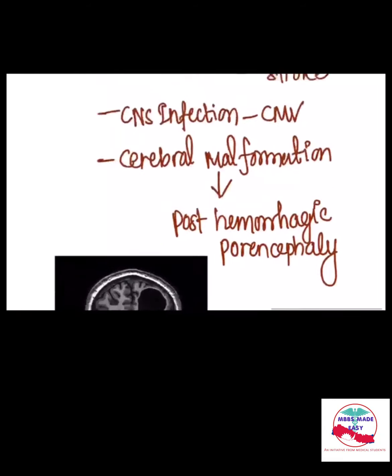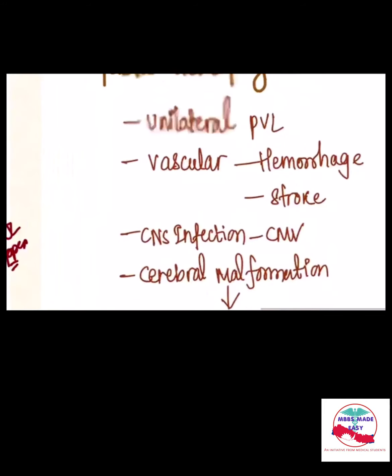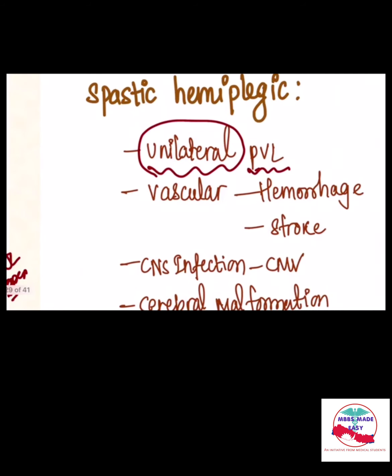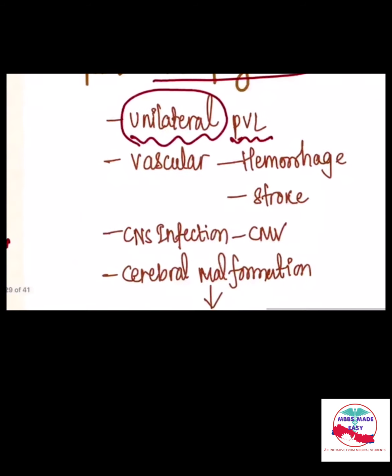picture, right? Sometimes what happens is that you can have periventricular leukomalacia, but rarely it is only unilateral periventricular leukomalacia. Only on one side of the white matter there is damage, and such patients will have hemiplegia. So in spastic hemiplegic type of cerebral palsy, there is only one-sided involvement of both upper and lower limb.